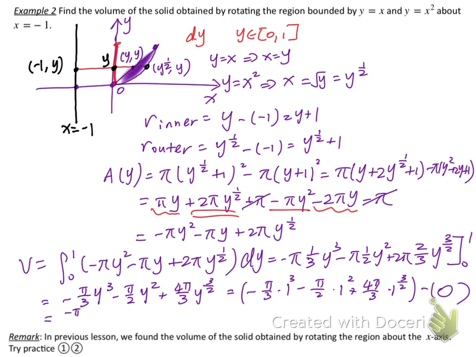This gives me negative pi over 3 minus pi over 2 plus 4 pi over 3. And this will be, okay, not too bad. When I do minus pi plus 4 pi, I actually get 3 pi over 3. So this will be 3 pi over 3, which is pi, minus pi over 2. So it's pi minus pi over 2, which is pi over 2.